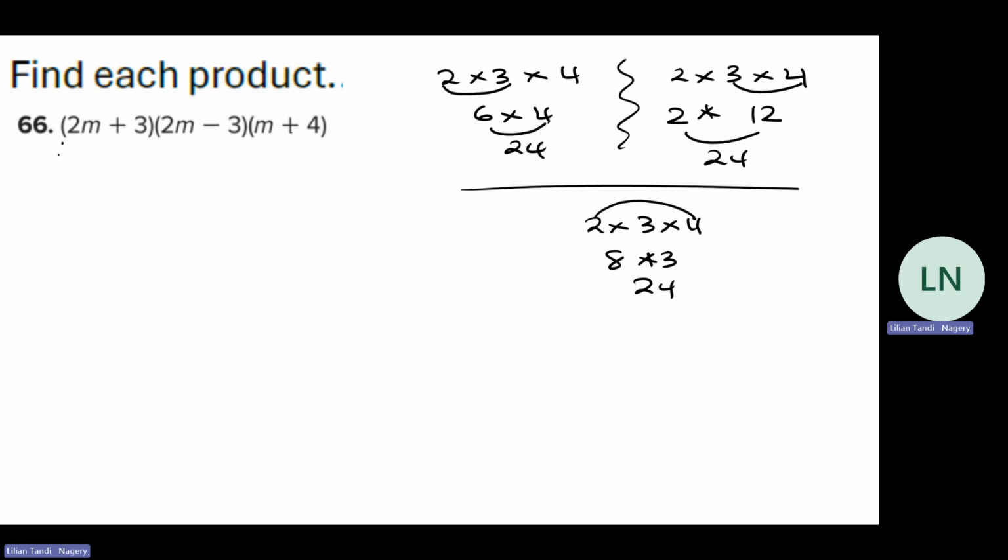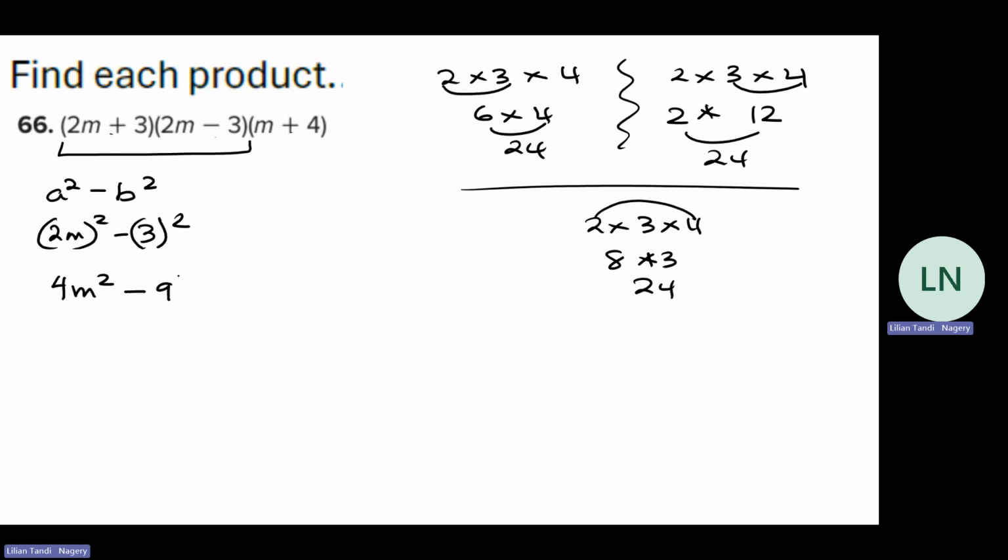So I'm going to do this because this is a plus and a minus. So this is a product of a sum and a difference. So my answer would be a squared minus b squared. So 2m squared minus 3 squared. Okay? That will give me 4m squared minus 9.